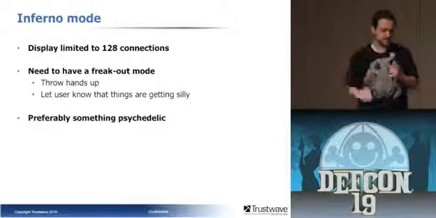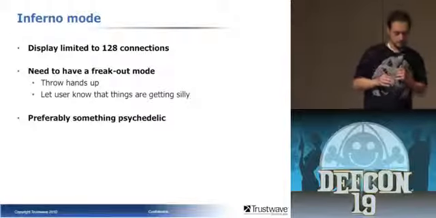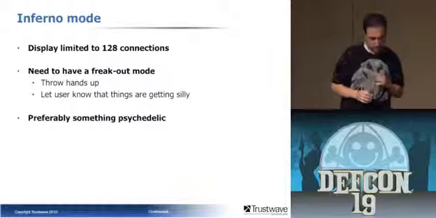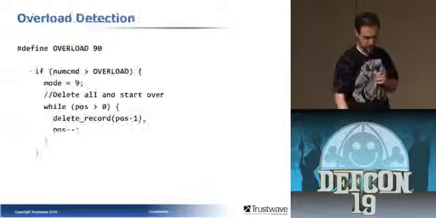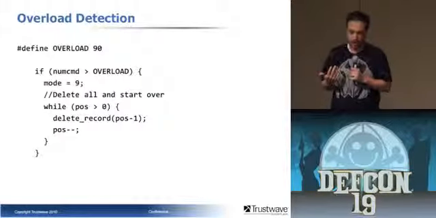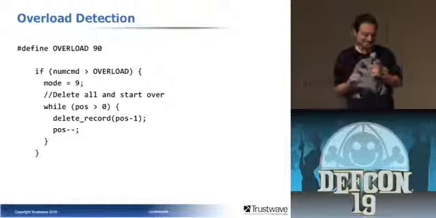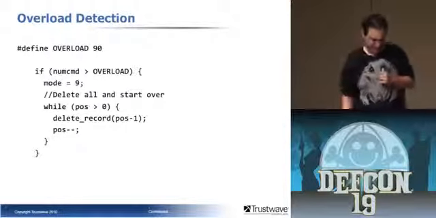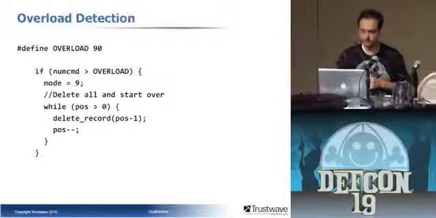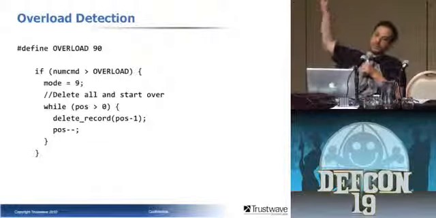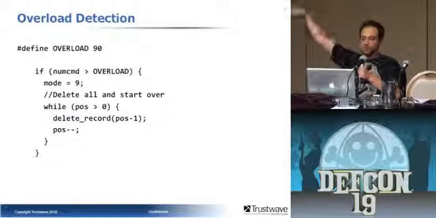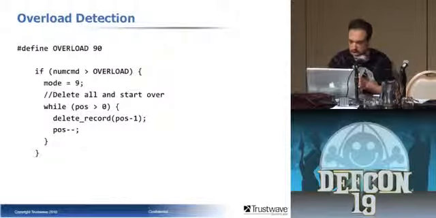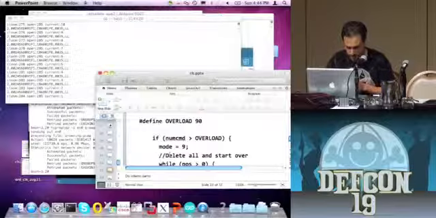I really want that concept of, oh man, something's screwed up, right? So I made something called Inferno mode. Inferno mode is a meter that keeps track of how many connections are coming in, and I was thinking preferably something kind of psychedelic, so that at least if you're getting totally owned, you could be like, whoa, cool, look, my blinkie lights are messed up. So overload detection: define overload 90. You can define this whatever you want. That's a very conservative number. If the number of commands is over the overload, mode 9 is the bad one, right? So I'm down to 5 here. I think this is actually going to work out just about right.